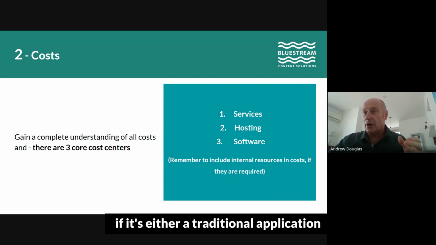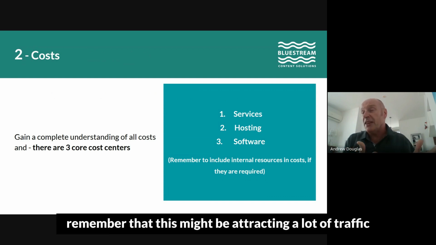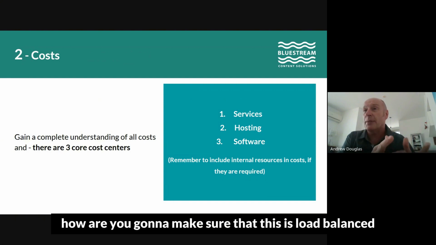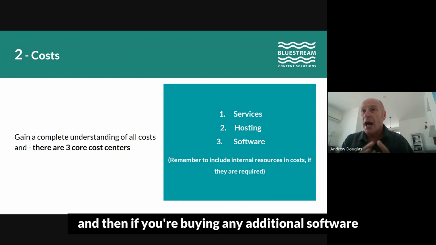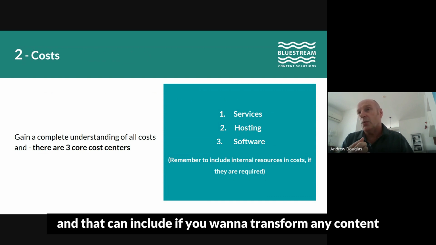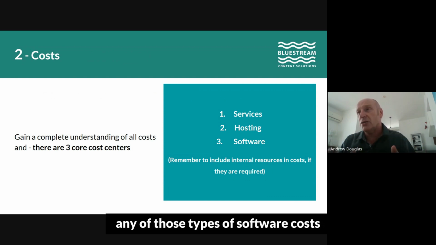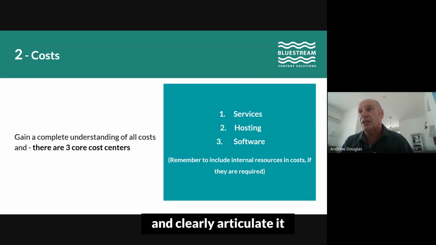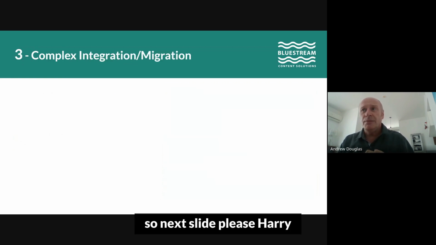If it's either a traditional application or an application that you've already got, remember you've got a hosting cost. Remember that this might be attracting a lot of traffic, so how are you going to make sure that this is load balanced correctly, because the performance of this is really crucial. And then, if you're buying any additional software, you need to account for that as well. That can include if you want to transform any content and start writing it in new systems, or if you need to buy a new portal application. Any of those software costs, you need to write out as well. If you get those three areas down and clearly articulate them, you're going to get those nicely done. So, next slide, please, Harry.